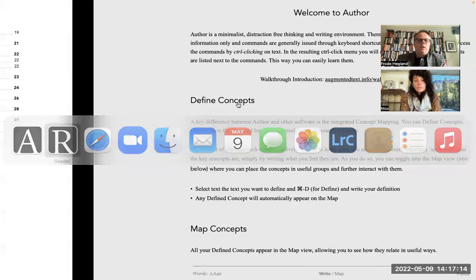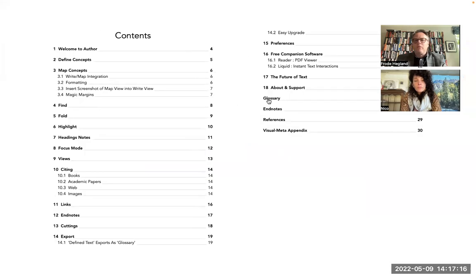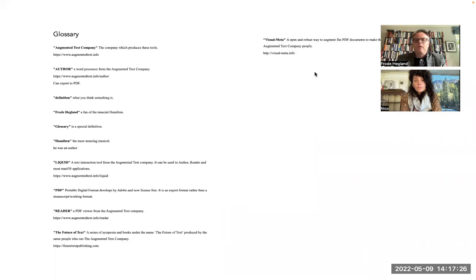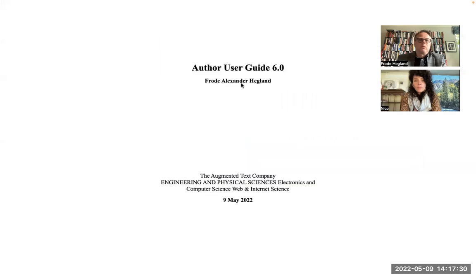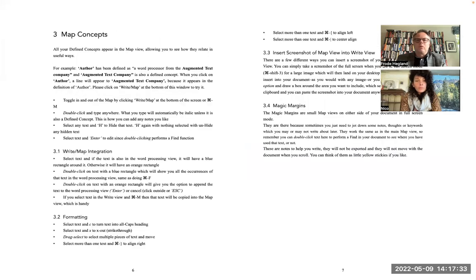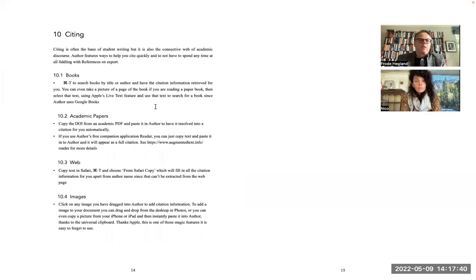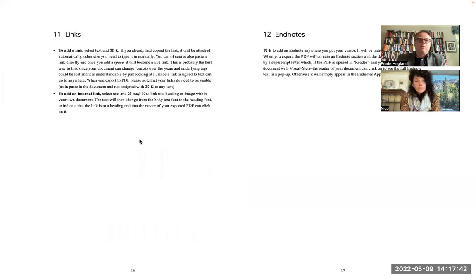So when you then export this, you have also appended a glossary, endnotes, references, and visual meta. So let's go to endnotes. Tiny little fun test endnotes. The references are here. But what we can do is a few things. So citing, let's see if we have an example here. Okay, we have an endnote.